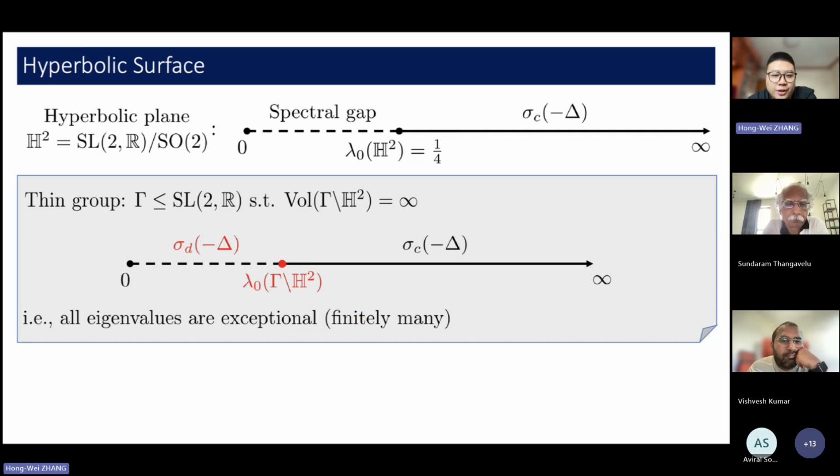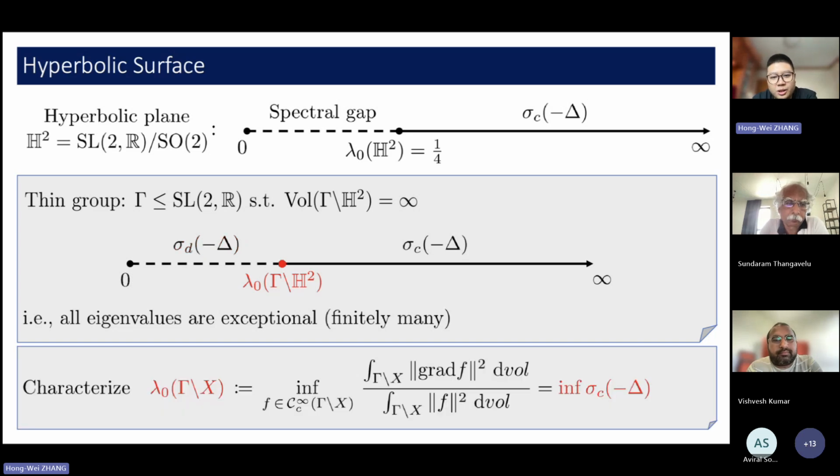So for us, the first question we want to ask is: what is lambda 0? We have to know what the continuous spectrum is. Then we can continue with the distribution of discrete eigenvalues. So lambda 0 is just the bottom of the spectrum of minus the Laplacian. We can say it's the bottom of the continuous spectrum. We want to know what it is, lambda 0.